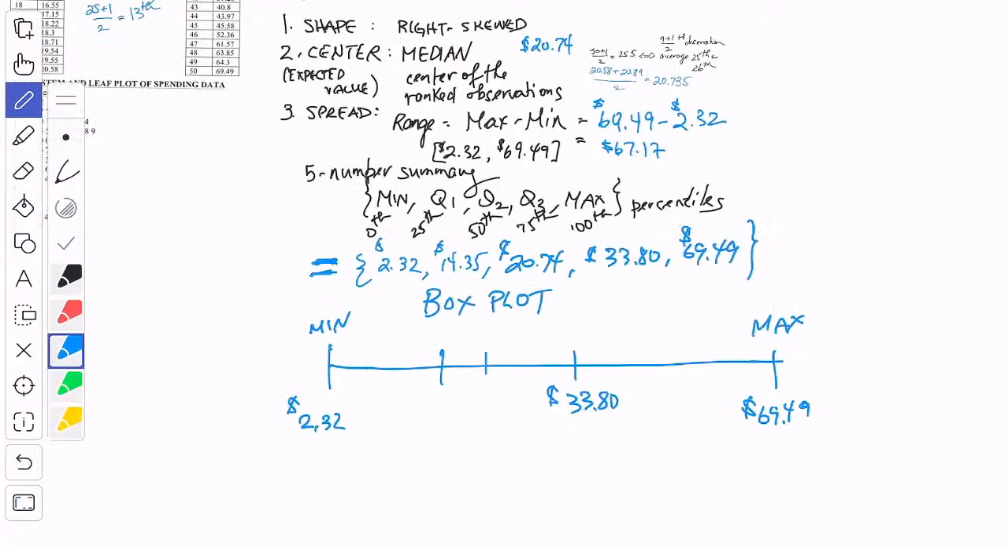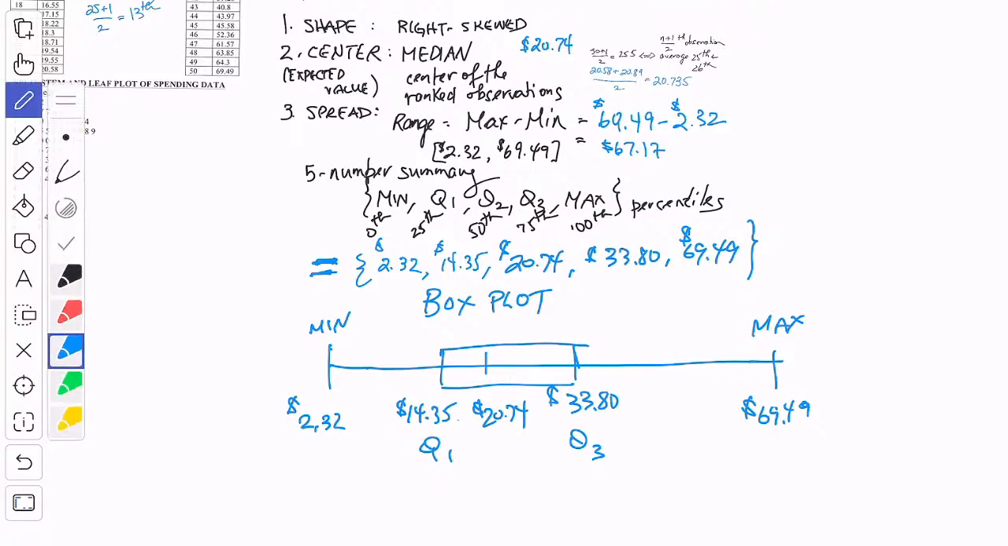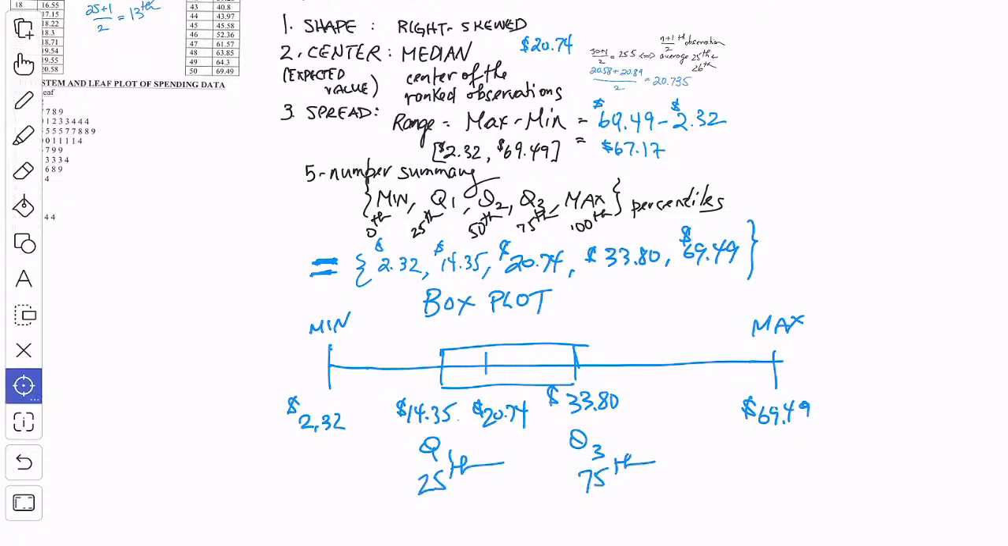So this is my box plot. And it involves a box around the Q1 and Q3, which demonstrates the middle 50% of the observations, right? From the 75th to the 25th, I've captured the middle 50% of observations. And this is the box plot.